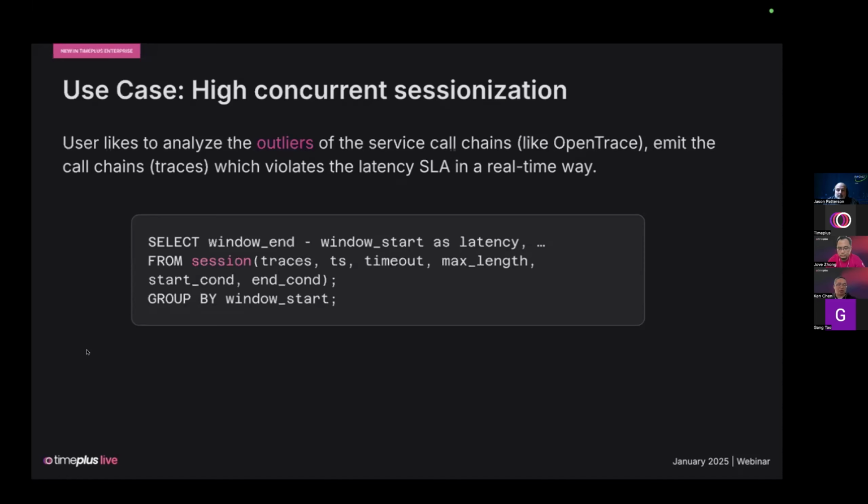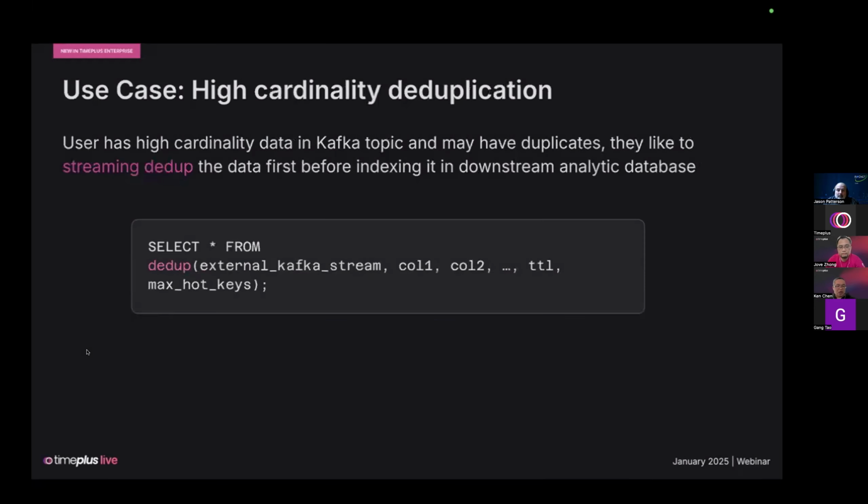There are millions of concurrent sessions, the open trace sessions. If we're holding all of the data in memory, that would be a very high memory footprint. So we can enable the hybrid hash table again for this high concurrent sessionization case. The other one is basically a very simple one: high concurrent deduplication, very easy.